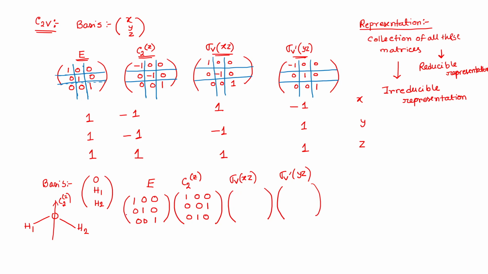Sigma v xz: x is this direction, y is this direction. So your xz is the molecular plane, so there will be no change. Actually there is going to be a change, the hemispheres are going to change place, but the positions of the atoms are not going to be changed, right? So it will be 1 0 0, 0 1 0, 0 0 1. So no atom has been displaced. What about sigma v dash yz? For yz, it is going to be again your oxygen remaining the same, and these are going to interchange their places.